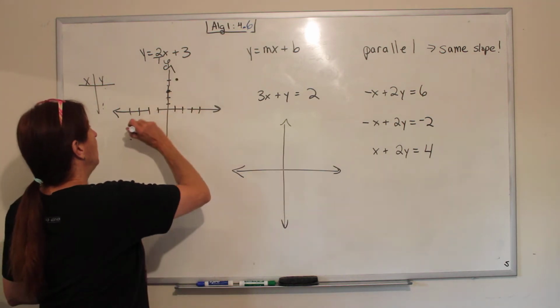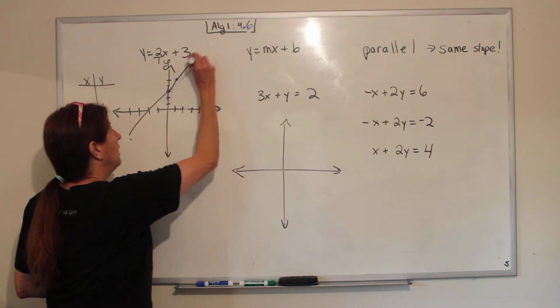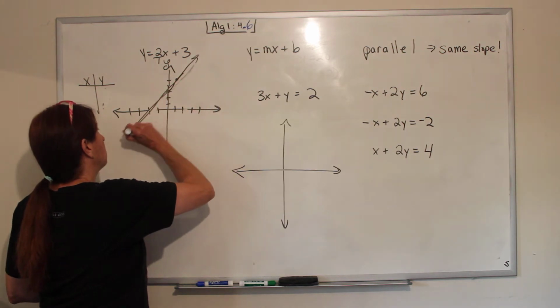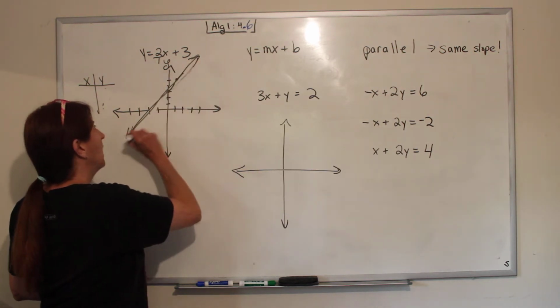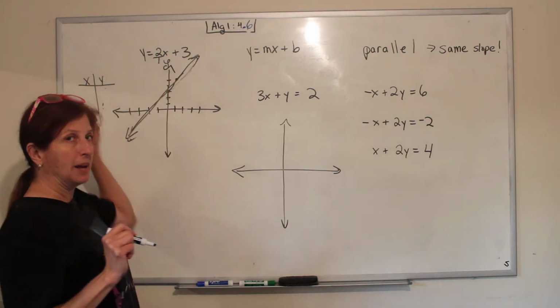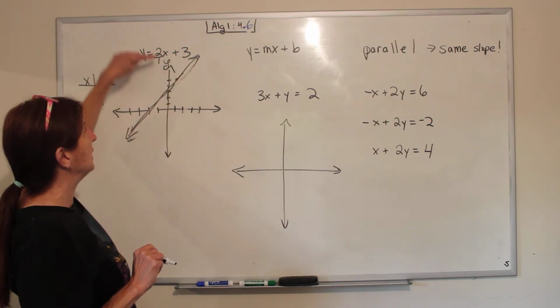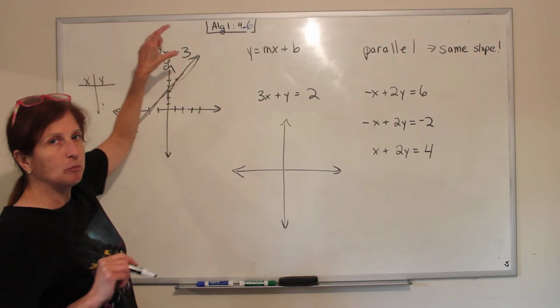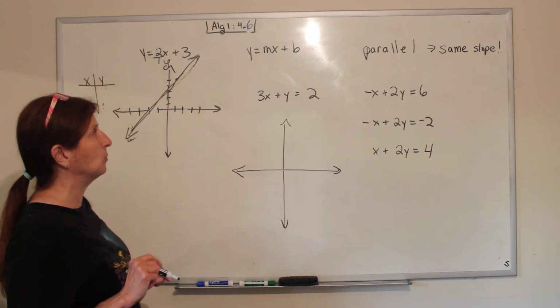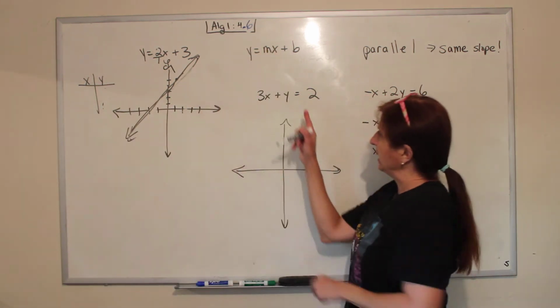If you have 2 dots, that was terrible. Let's try again. If you have 2 dots, and you can draw a line, then you've got a line. So do you see how I was able to do it without even making the chart? Just using the y-intercept as my starting point and my slope telling me where to go, up 2 over 1. Okay, so let's try another one.